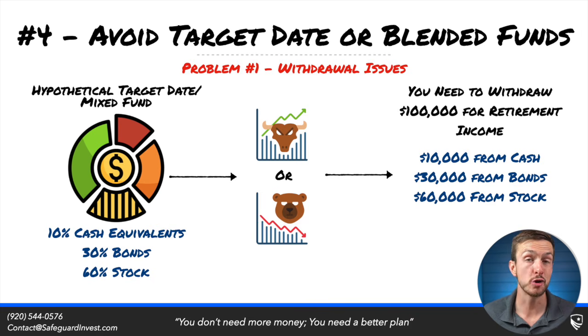Say the stock market is cratered and it's down 30%. Let's say bonds and cash are up in comparison. You might want to take all of your income from safe assets, but unfortunately, that's not possible. You have to take $10,000 from cash, $30,000 from bonds, and so on. So you have no control over the withdrawal process. You can only control how much money you take out of the overall fund.